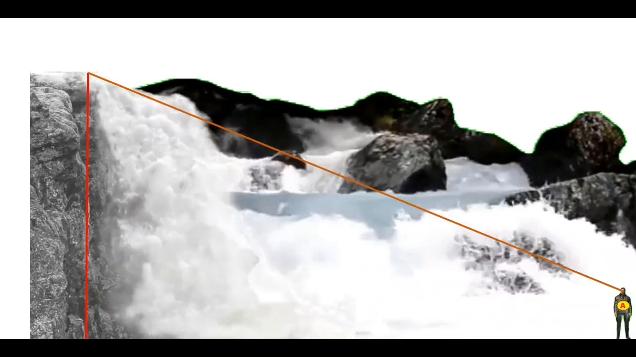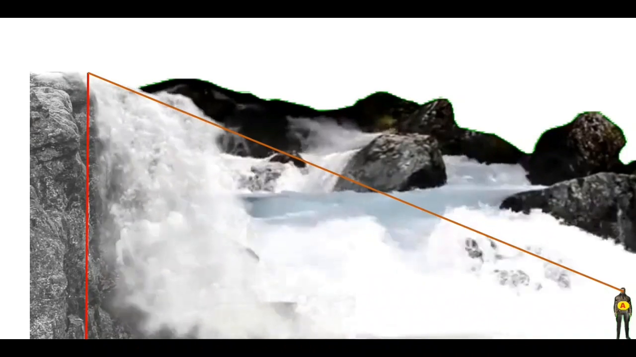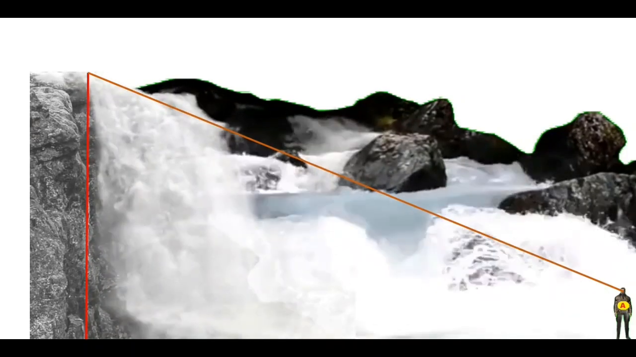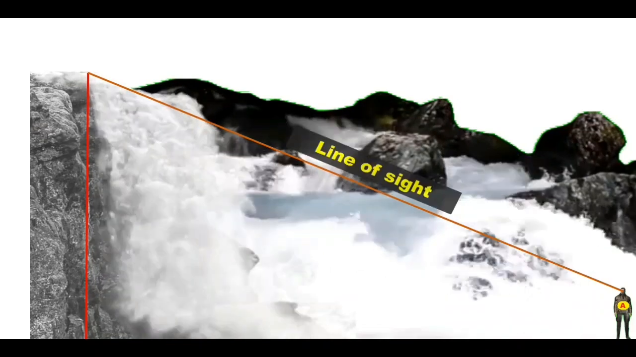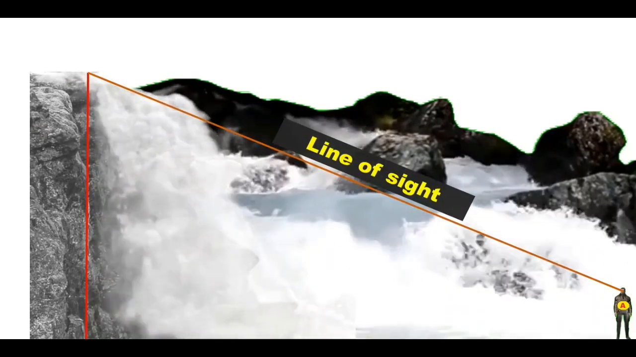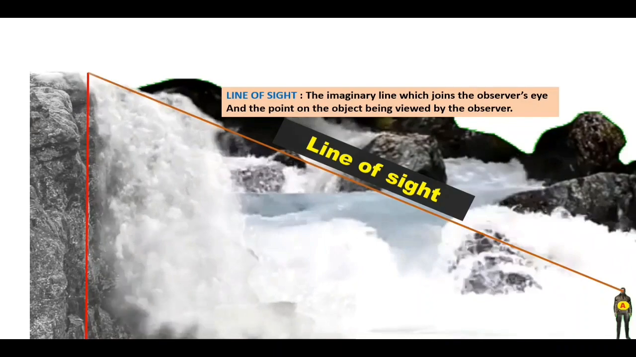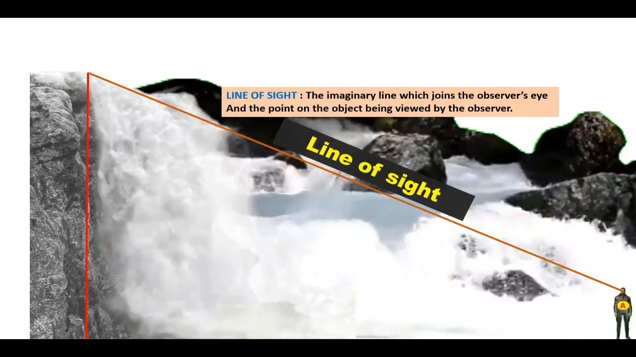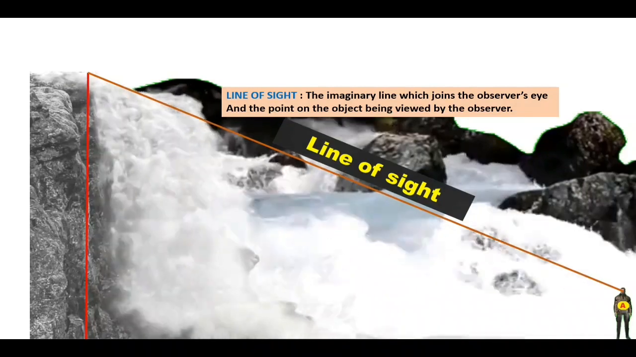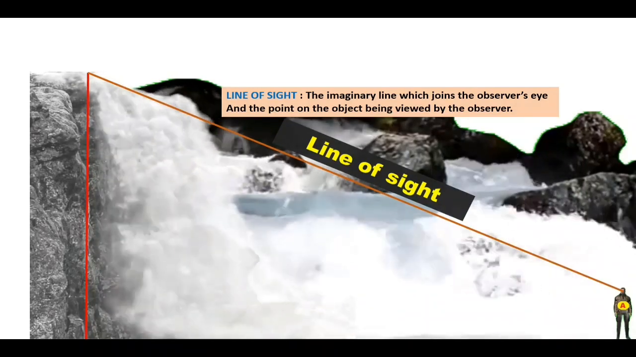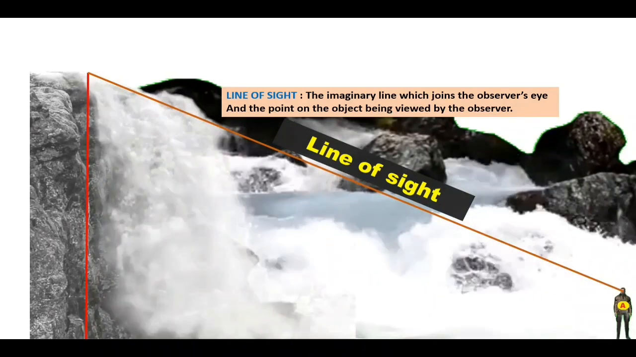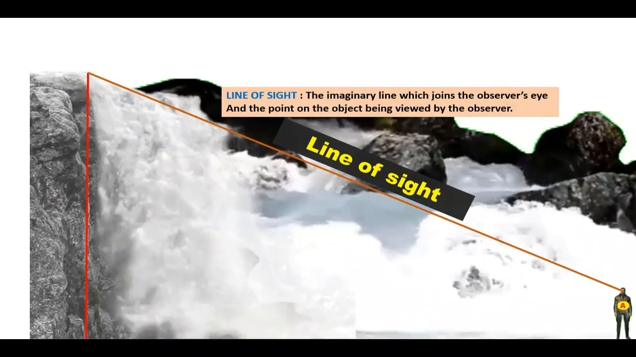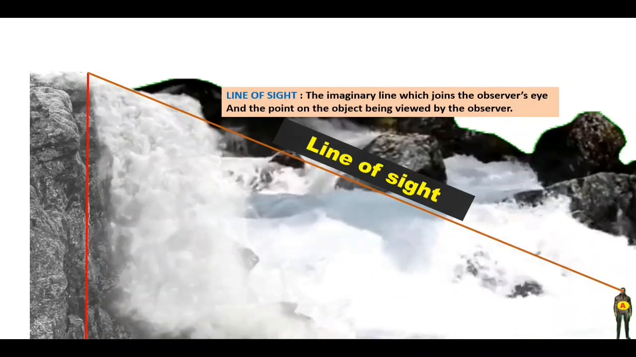So a line of sight is an imaginary line from the observer's eye to the point which the observer is observing on the object. The imaginary line which joins the observer's eye and the point on the object being viewed by the observer is known as the line of sight. Next we need to imagine one more line from the observer's eye, and this line should be parallel to the base of the ground.